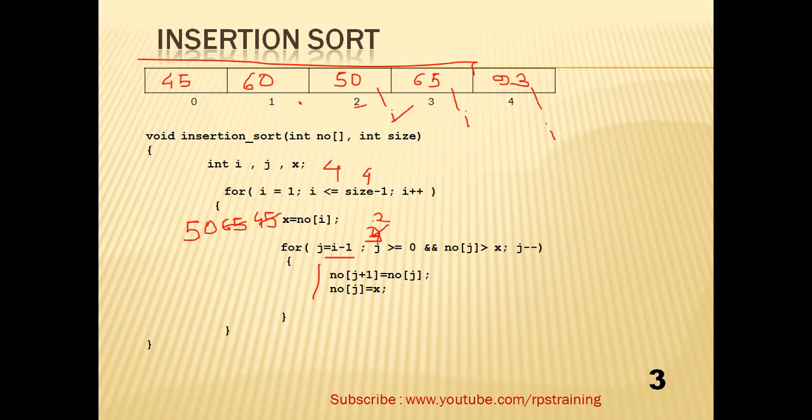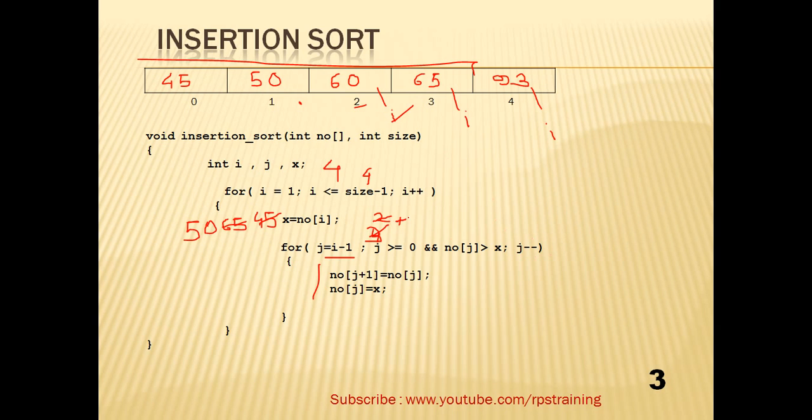Again, j minus minus, j will be 1. 1 greater than or equal to 0, condition true, and no1 greater than x. x is 50 and no1 is 60. Again the condition is true. Interchange 60 and 50. It is 60.